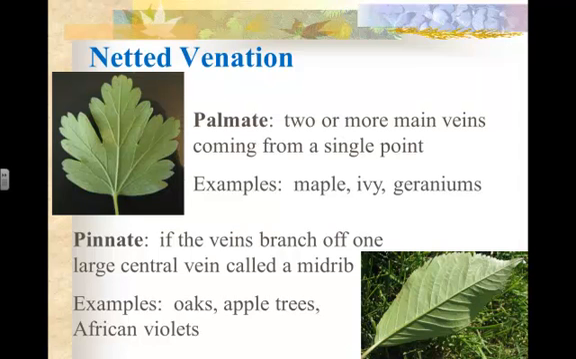And then with netted venation, which is branching, there's two kinds that you can see. You can see where there's more than one main vein, which comes to a single point, such as the ivy, the maple, and the geraniums. Or you can have that midrib, that one main vein, and then you have branching off of it, such as oak trees, apple trees, and African violets.